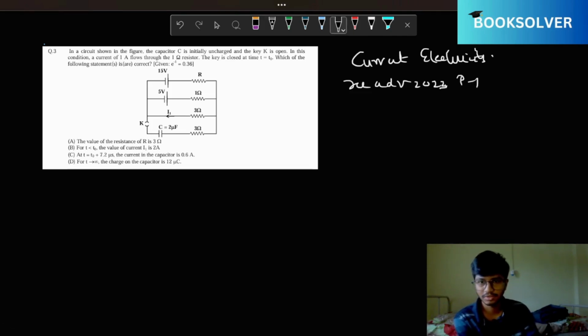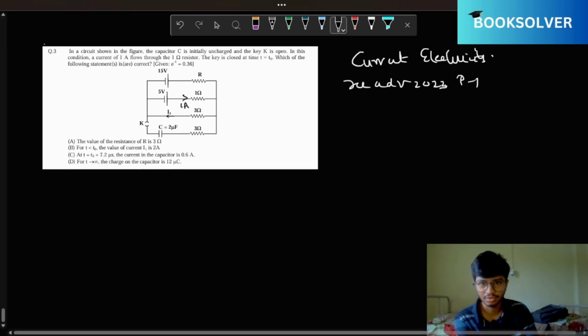In the circuit shown in the figure, the capacitor C is initially uncharged. The key K is open. In this condition, a current of 1 ampere flows through the 1 ohm resistor. So we have 1 ampere current flowing through over here. The key is closed at t equals t0. Which of the following statements is or are correct?